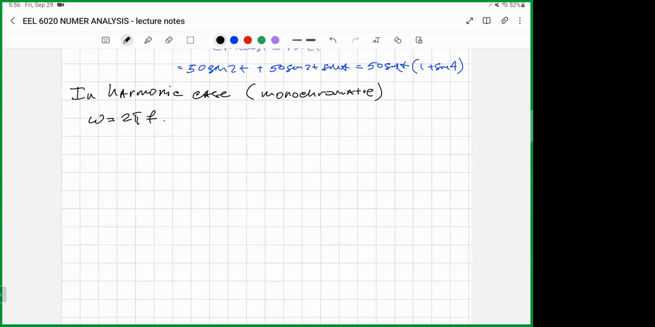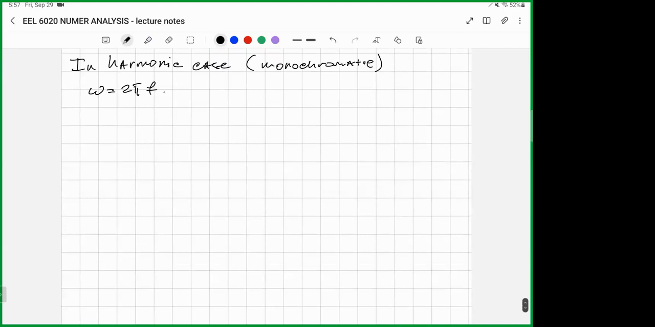Also, we have some sort of generators that can generate a single frequency, harmonic signal, like sine or cosine. We have such generators in RF, microwave, and we have them even in optics. For example, laser is an optical generator that generates one single frequency. So this case is of particular importance for applications.